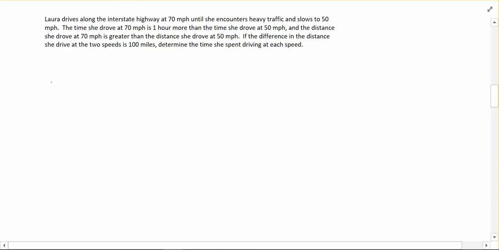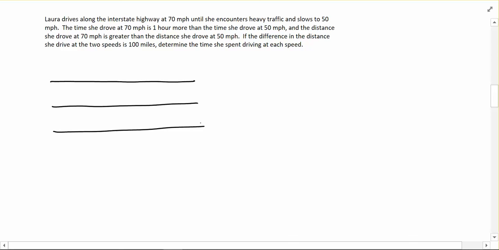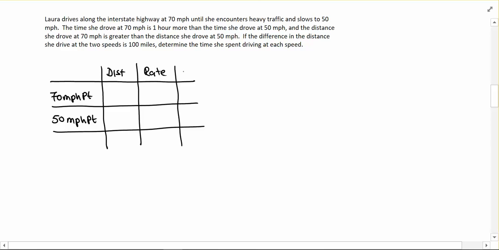Okay, so the two parts of a trip we can think of as going along the road. So the 70 mile per hour part and the 50 miles per hour part. And so distance she traveled at each one, rate's pretty easy, and then time. So 70 goes in the 70 miles per hour part's rate. 50 goes in the 50 miles per hour part's rate.